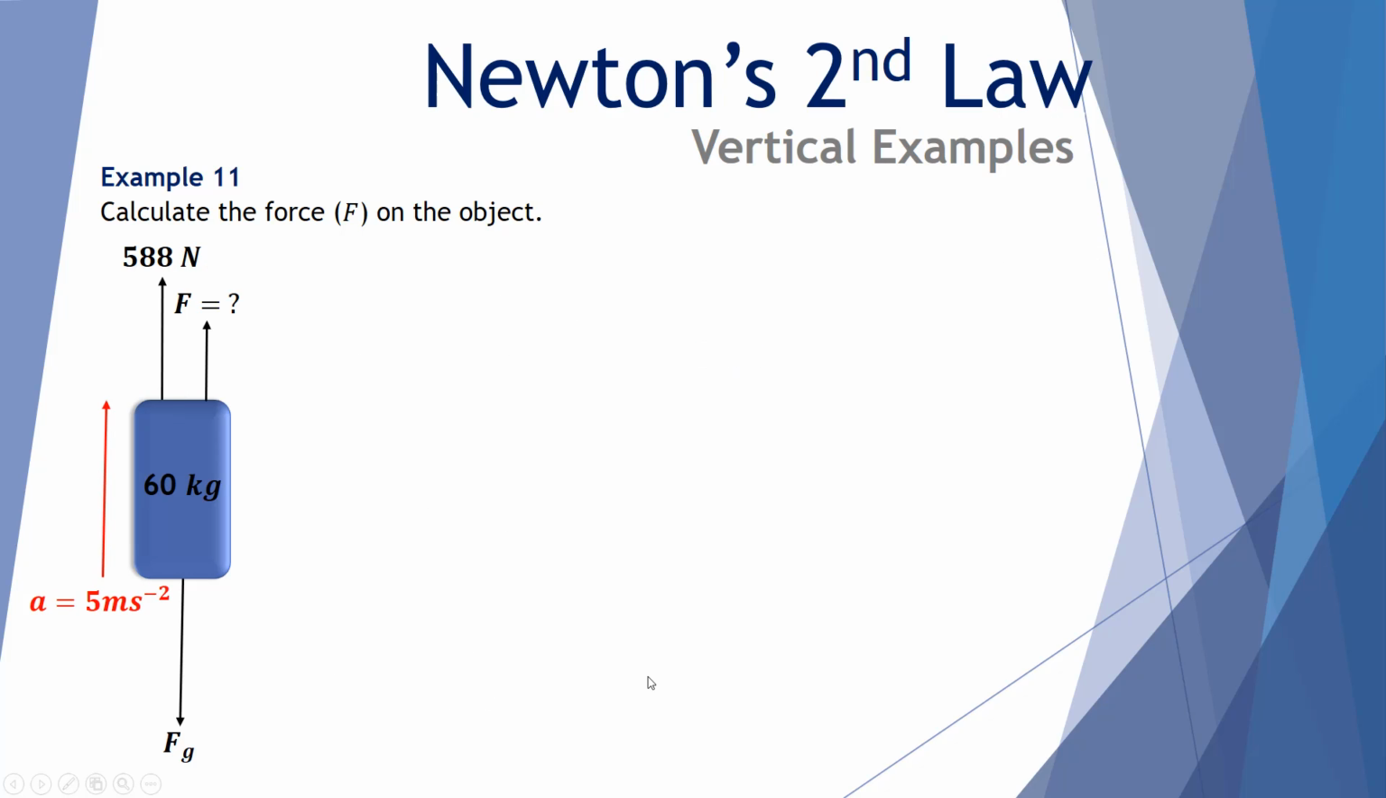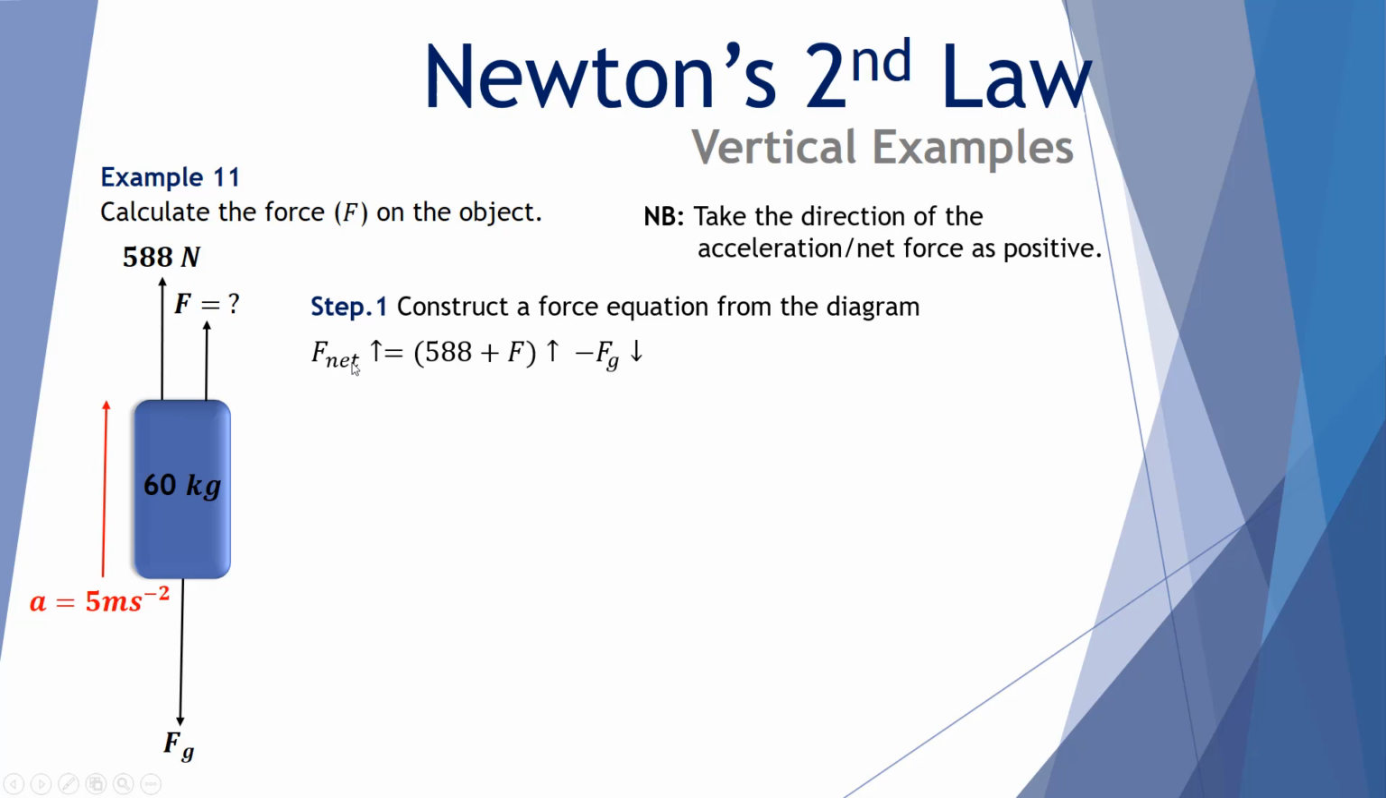Our final example, example 11. Calculate the force F on the object shown. So here we have a system, acceleration is upwards, which means our net force is upwards, which means all these forces going upwards are going to be expressed as a positive value, whereas the force due to gravity going downwards will be opposing the net force direction. It will be allocated a negative value. So first of all, let's construct our force equation from the diagram.